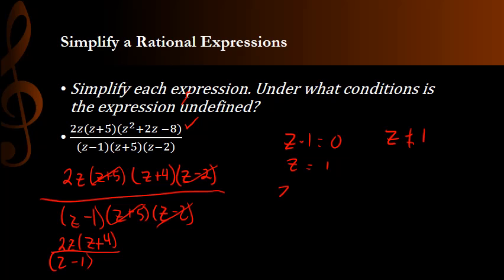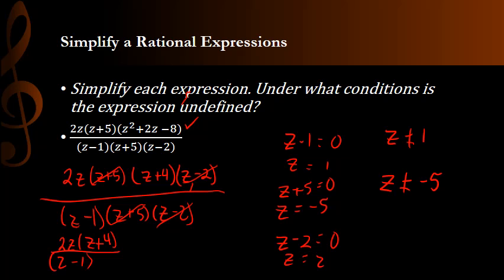Let's do the next one. Z plus 5 equals 0. Z is equal to negative 5. And that means that z cannot equal negative 5. Because if it did, the denominator is going to be 0 and the expression is going to be undefined. And let's finish it. Z minus 2 equals 0. Z equals 2. So therefore, z cannot equal 2.